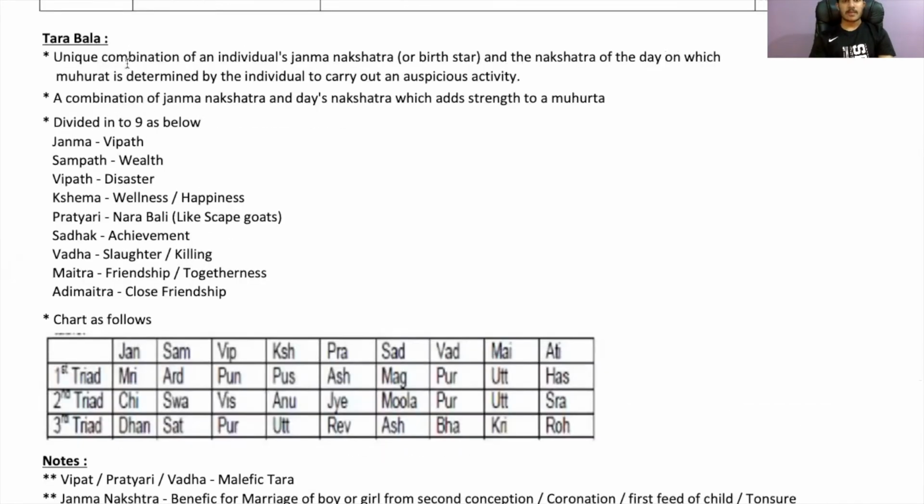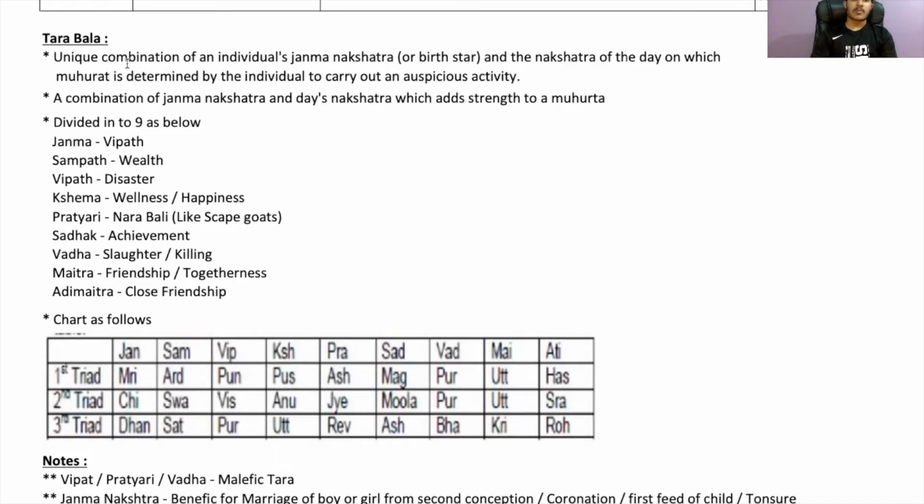Now, coming to Tara Bala, see guys, it's a unique combination of an individual's Janma Nakshatra, birth star, and the nakshatra of the day on which muhurta is determined by the individual to carry out an auspicious activity. Okay. So first, if you calculate the Tara Bala, then 80% of the muhurta will be over. Only the remaining 20% I'll come to, guys. Those will be yogas, Vara, and the Tithi. Tithi I have already told you. Then comes the yogas and the Vara.